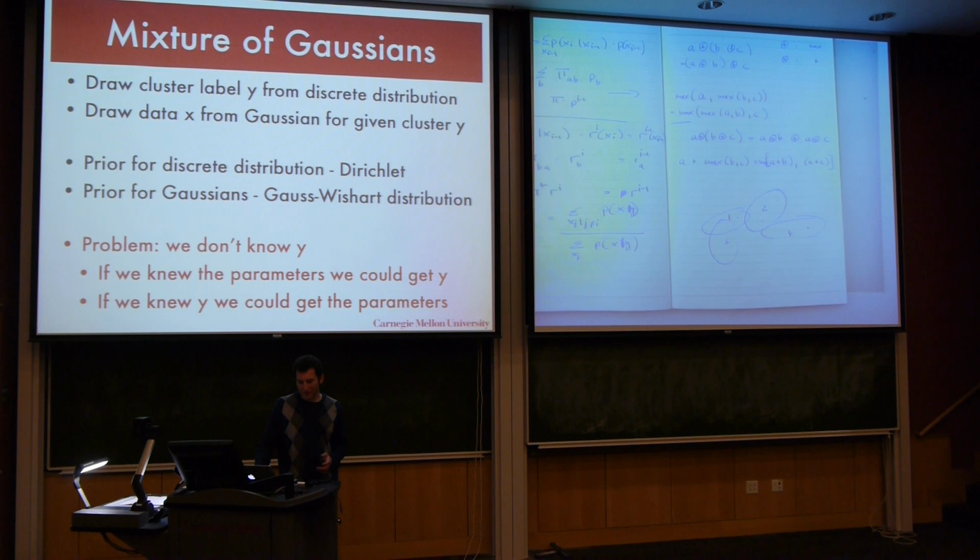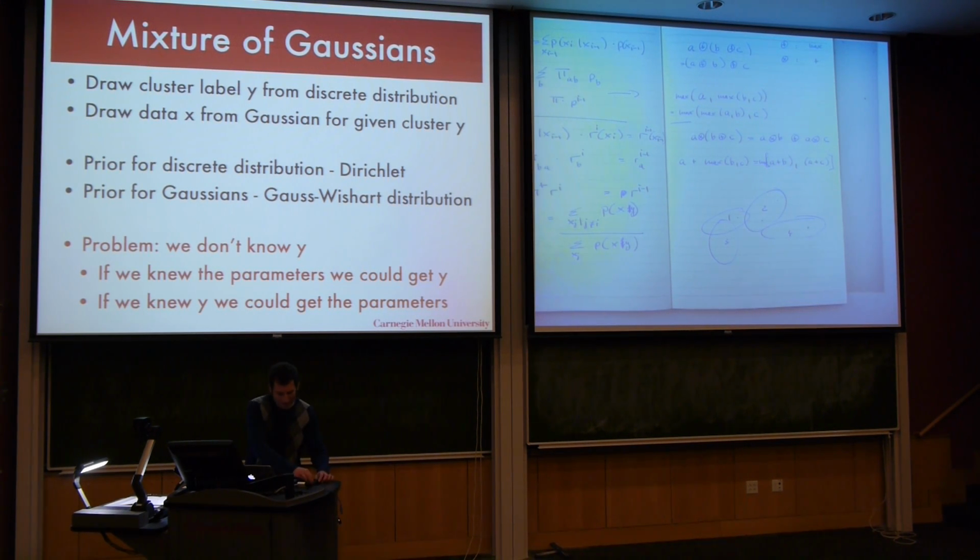The trouble is, we don't really know why. So in other words, we don't really know which cluster each data point belongs to. So if I told you what y is, everything would be really easy, right? Because then it's just a standard maximum likelihood Gaussian or maximum a posteriori fitting of Gaussians to the various clusters.